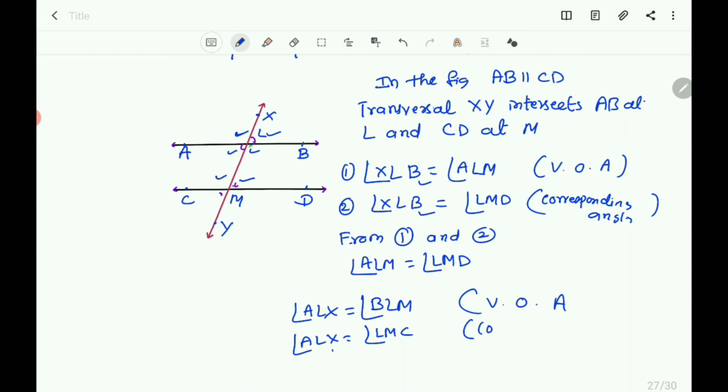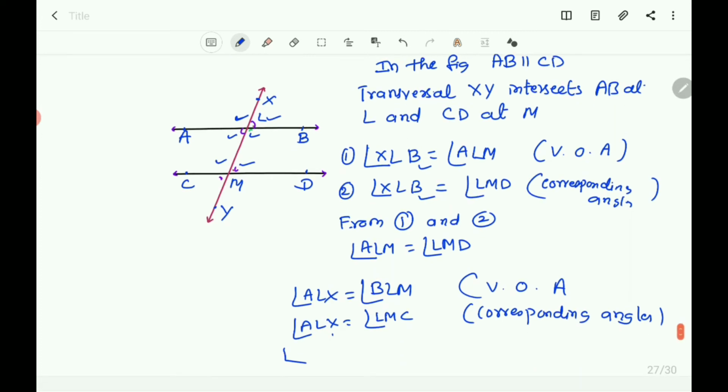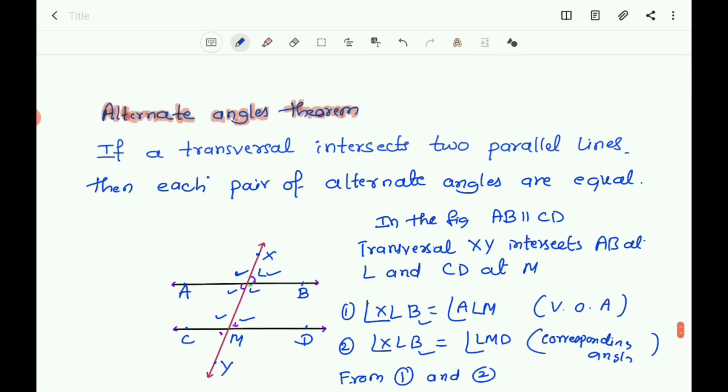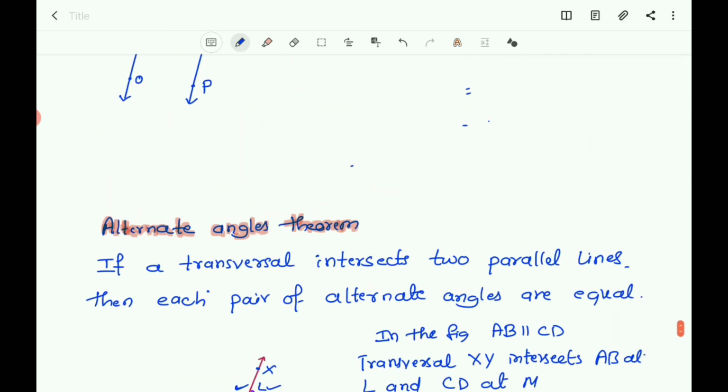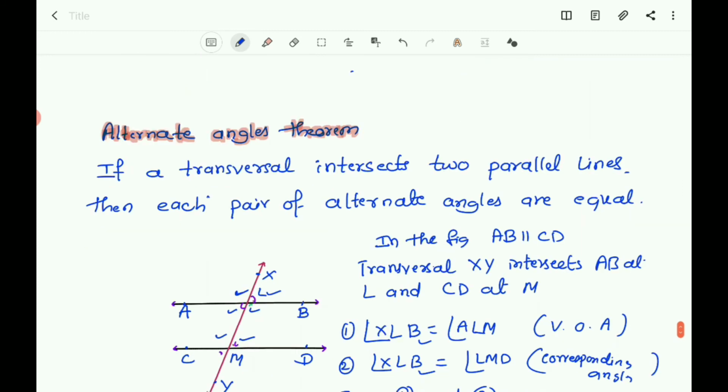You write here, corresponding angles. Again we got the same thing in the LHS, so there must be equality in the RHS. So the RHS on both sides, that is angle BLM, must be equal to angle LMC. So you got the second pair of alternate interior angles which are equal here. In this way you got the verification, and logically you proved that if a transversal intersects two parallel lines, then each pair of alternate angles are equal.